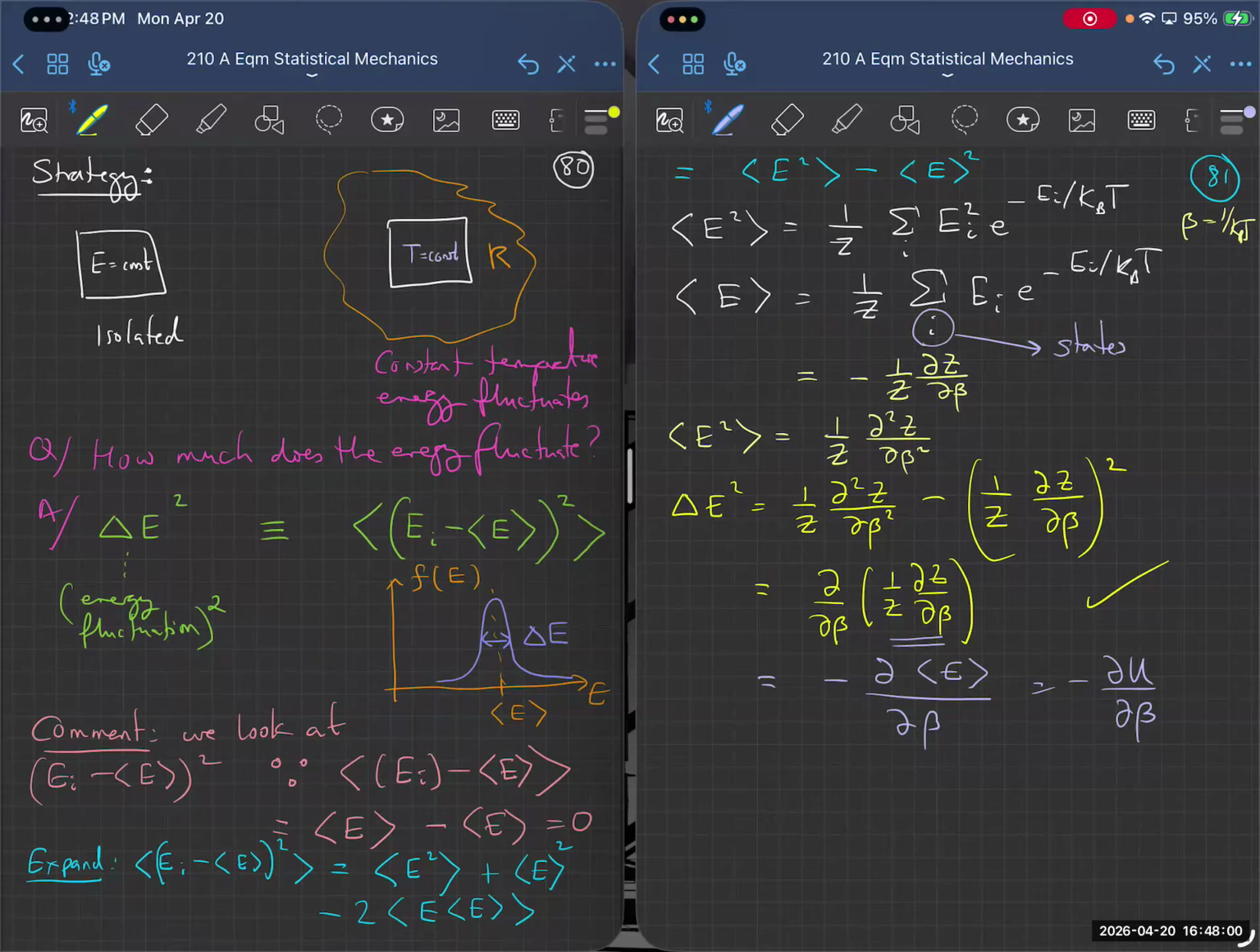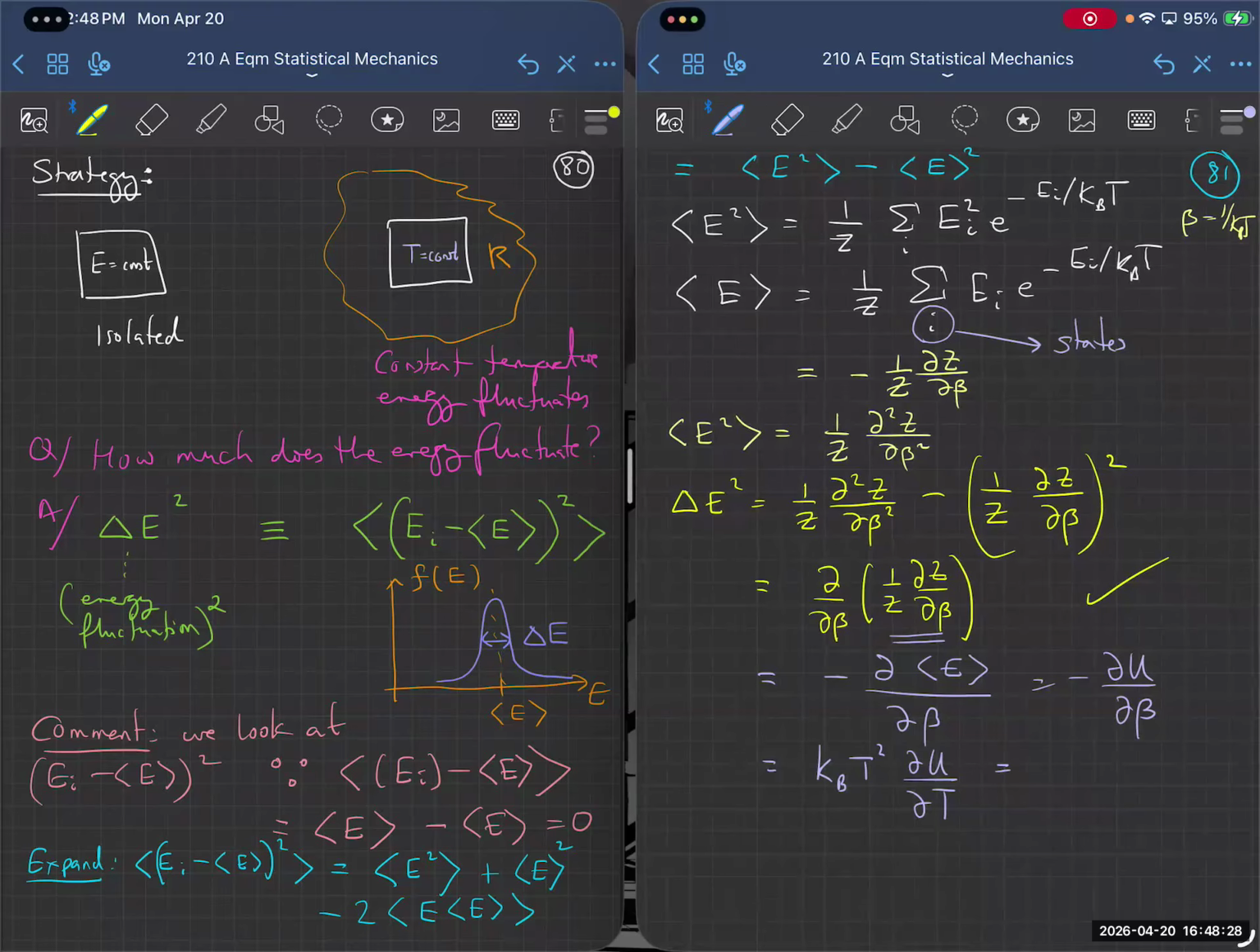So then I can write this down as delta E squared is equal to, changing it from beta, k_B T squared dU by dT. Okay. What is the change in energy with respect to temperature? How did we define that a couple of lectures ago? And this, by the way, is at constant volume. What is dU by dT? The change in energy as I change the temperature. What is the name of the quantity that answers that question?